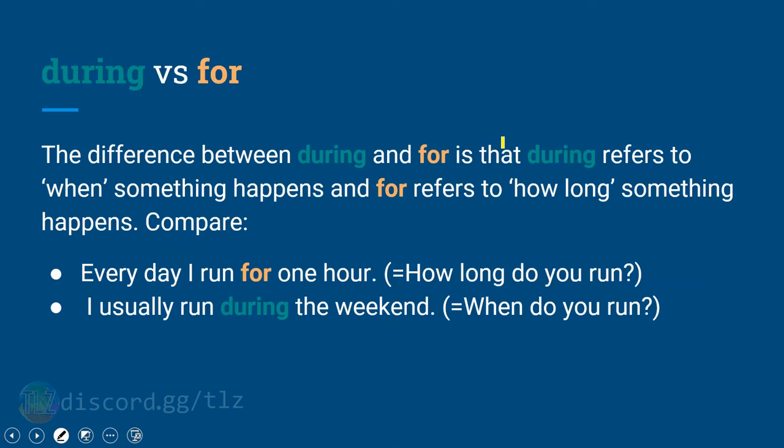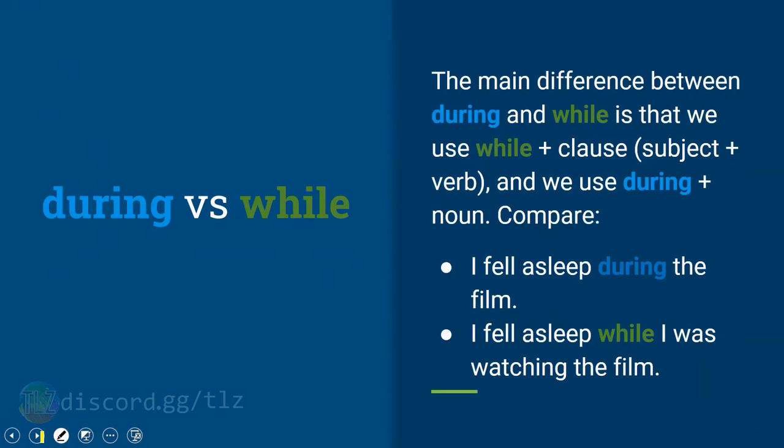Now, during versus for. The difference between these two is that during refers to when something happens, and for refers to how long something happens. So here's the sentence. Every day I run for 1 hour. How long do you run? And the second one, I usually run during the weekend. When do you run? I run during the weekend. Yeah. Now, during versus while. Yeah, this is it.